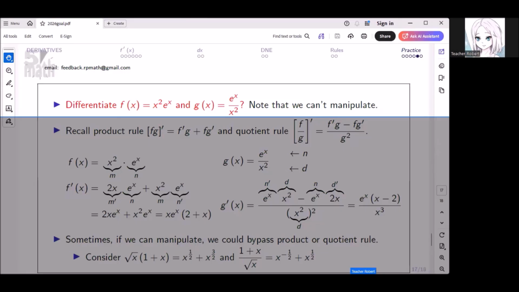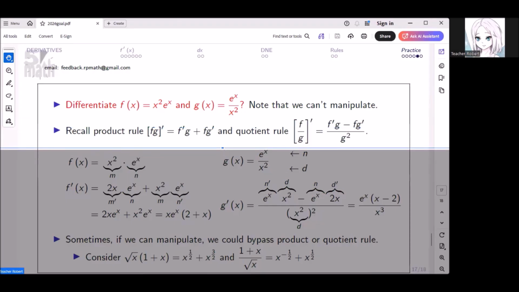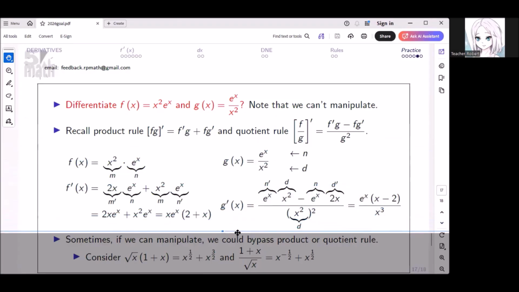Differentiate f of x equals x squared e to the x and g of x equals e to the x over x squared. Note that we can't manipulate. Recall product rule: (fg) prime equals f prime g plus f g prime, and quotient rule: (f over g) prime equals f prime g minus f g prime over g squared. We have the following.